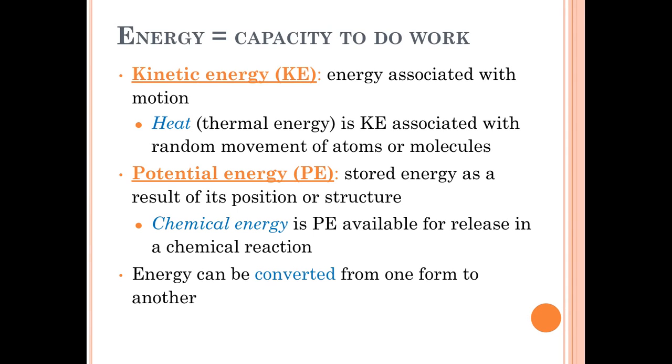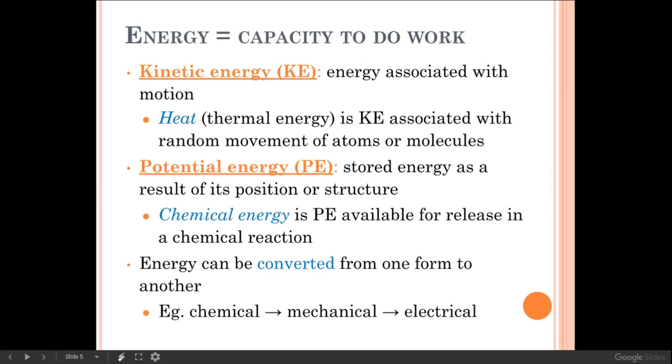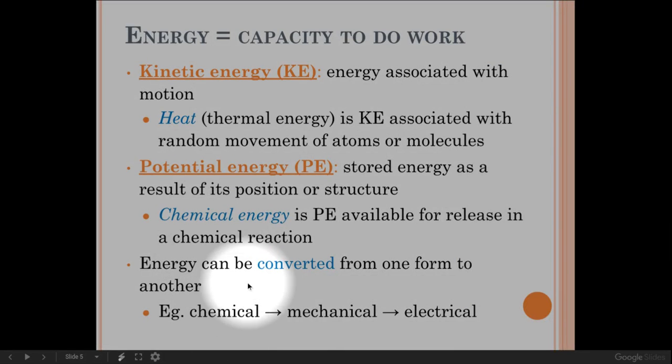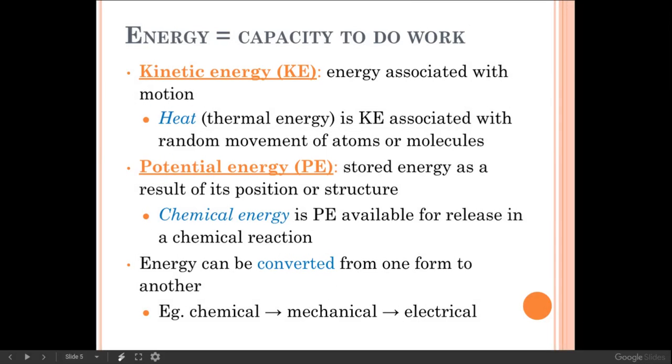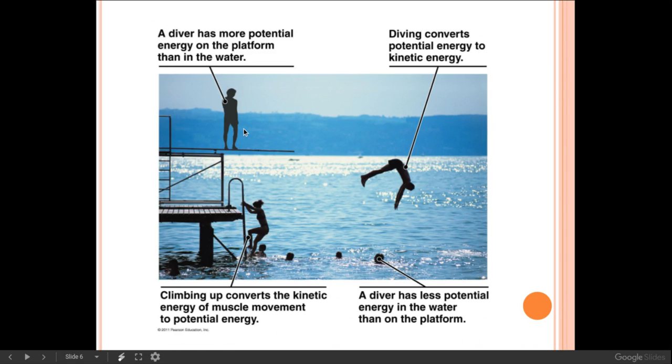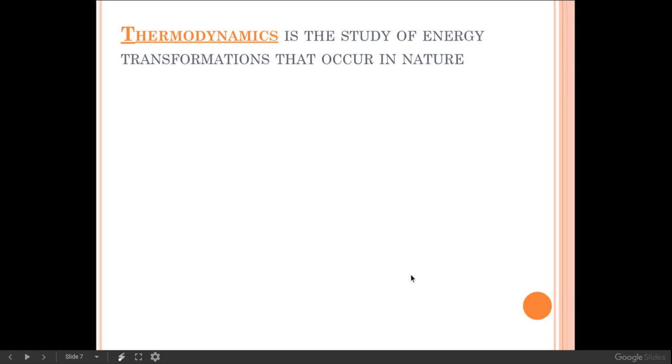Now, energy can be converted from one form to another. So we get the idea of chemical energy being converted to mechanical energy, which then gets converted into electrical energy. So we are transforming the energy from one form to another. Now here we have a diver on a platform, and then the diver who has already taken the dive and is now in the water. We have the potential energy up on the platform, and kinetic energy as the diver is diving. Potential is being turned into kinetic energy, and then the diver at the bottom has less potential energy than they did on the platform.